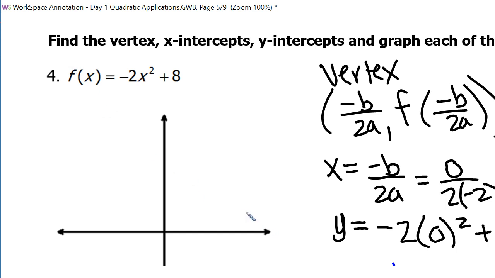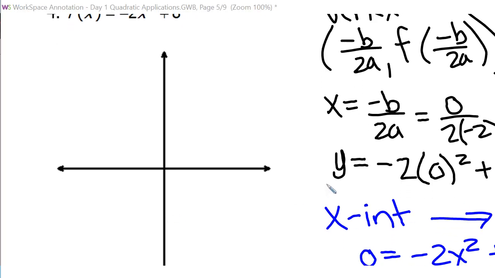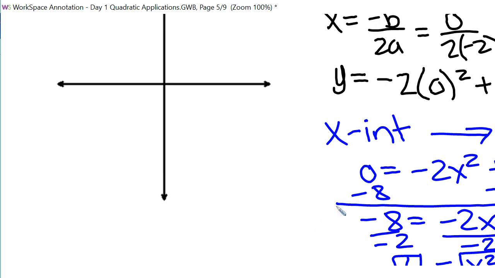So when I do that, that would be 0 equals negative 2x squared plus 8. Solve for x. What would I do? Subtract 8 from both sides. So that gives me negative 8 equals negative 2x squared. What's next? Divide both sides by negative 2. So that gives us 4 equals x squared. And how do I get rid of the square? Square root. And the square root of 4 is? Plus or minus 2. Got to be careful, right?